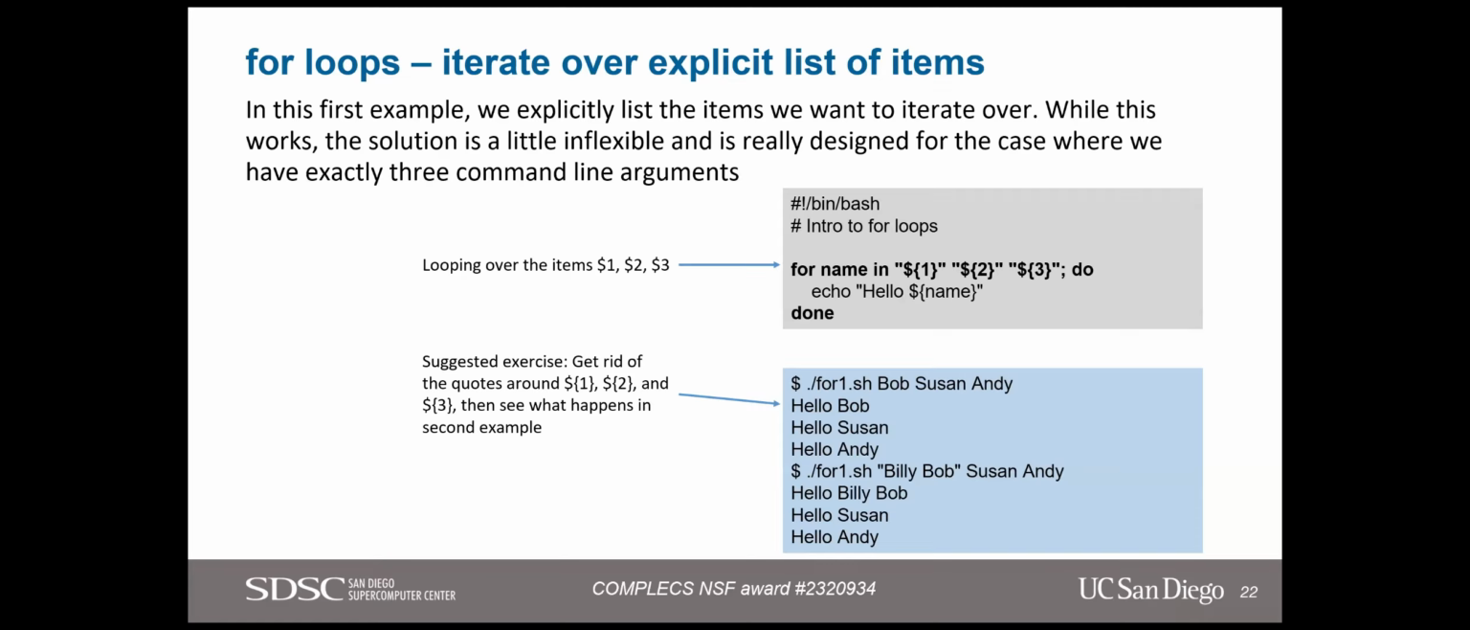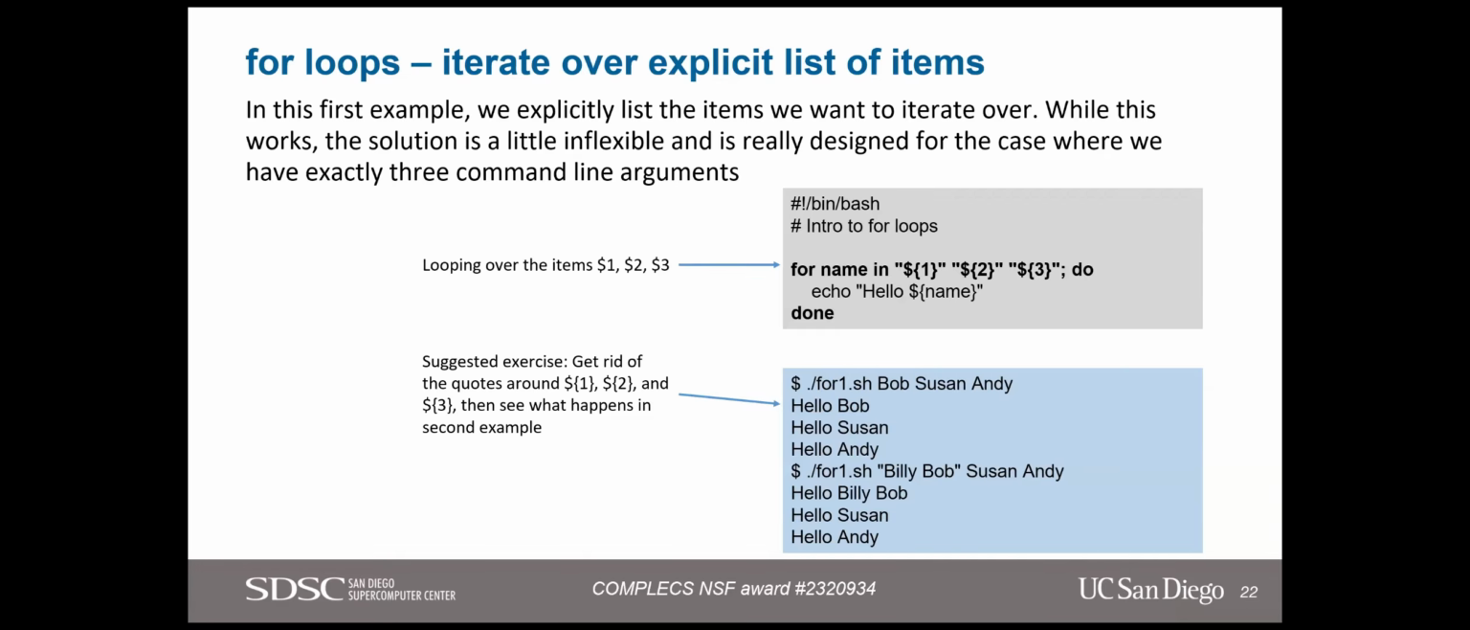So in this case, for name is going to be our dummy variable, and then we're going to provide a list, and the list is provided from the parameters when we submit the job. So in $1, $2, and $3, do, and then we're just going to print the name. So we'll do for Bob, Susan, and Andy, and it will do hello Bob, hello Susan, hello Andy.